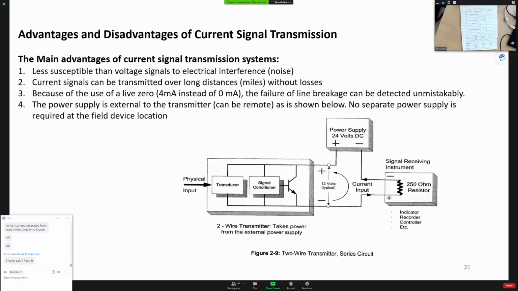So the advantage of the current signal down here, in your book, they also give you a list down there. I think, did you guys find those things in your book?